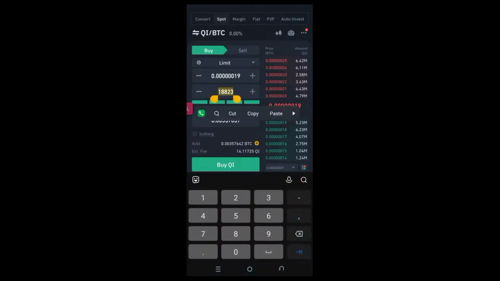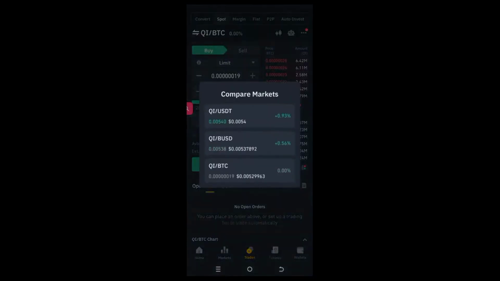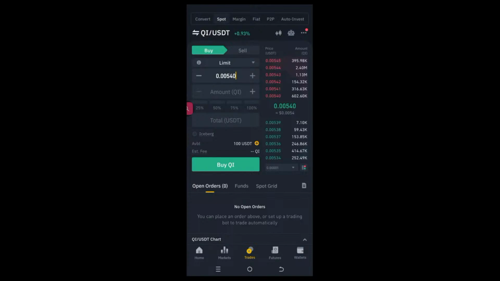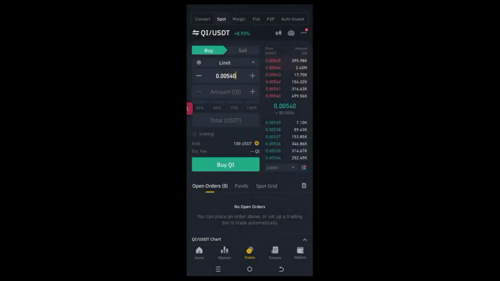Let's copy that, then go to compare markets and click on the USDT. If I try to sell, what would I get? Let's see what profit I make. Okay, same amount, 1.6%. That's $1.64. So let's just go with this, right? Let's go back and see whether if we buy QI BTC, we will be able to make this. Let's try it out.